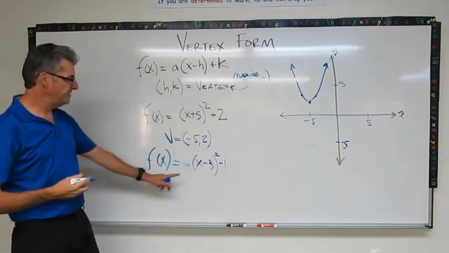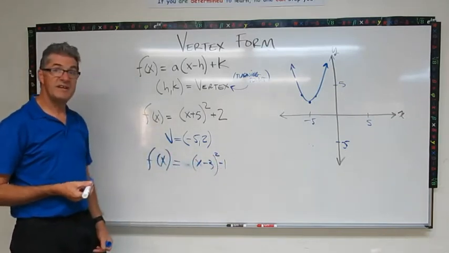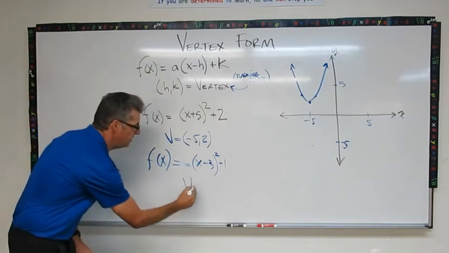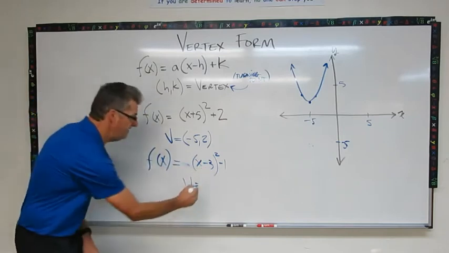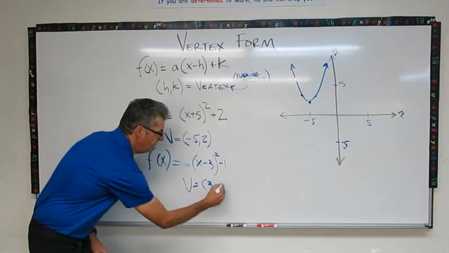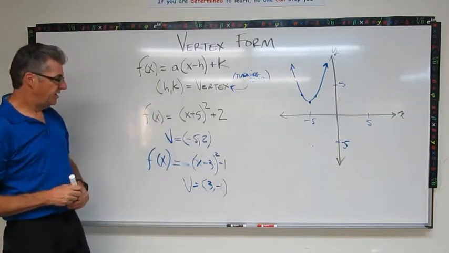Okay, f of x equals (x minus 3) squared minus 1. So my vertex in this one, remember, change the sign of that, it's (3, negative 1). Okay? So now let's graph that one.